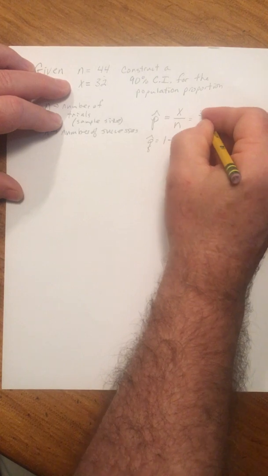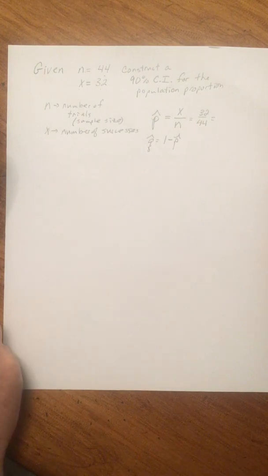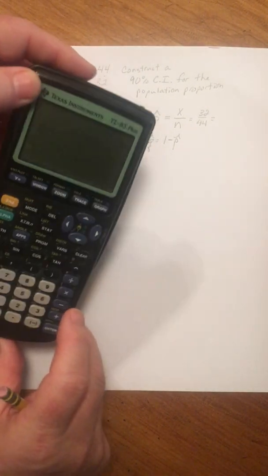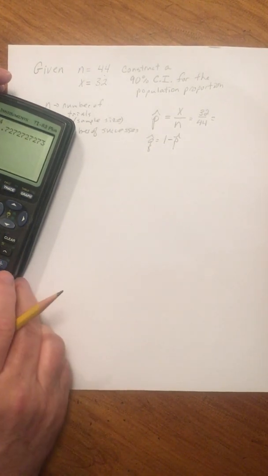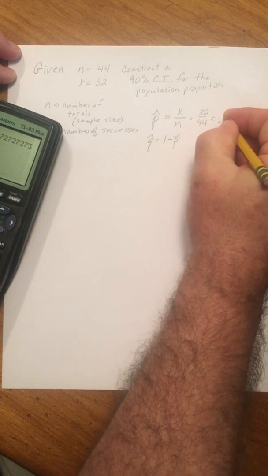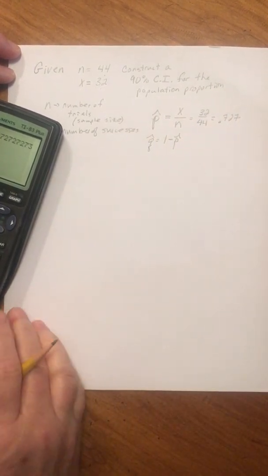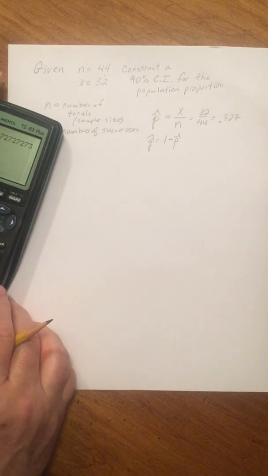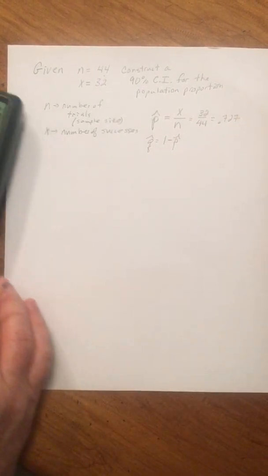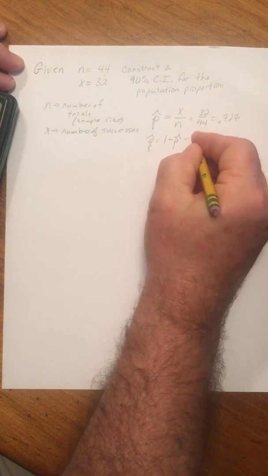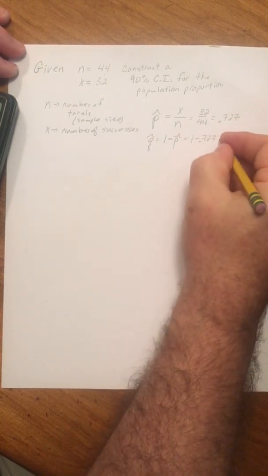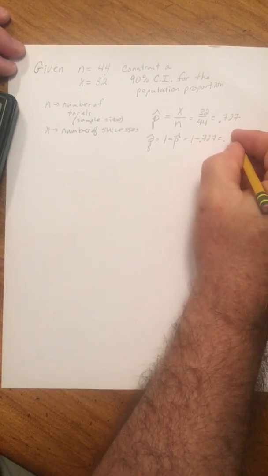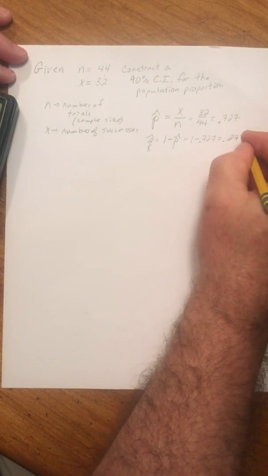So we have 32 over 44, and take my handy dandy calculator here. I'm going to take 32, divide by 44, and I have 0.727. I'm going to round to 3 decimals. 0.727. If you want to round to 2 decimals and use 0.73, that's fine. I'm going to use 3 decimals. And then q hat is 1 minus that. So that's 1 minus 0.727. And that's 0.273. Again, I'm going to round to 3 decimals.